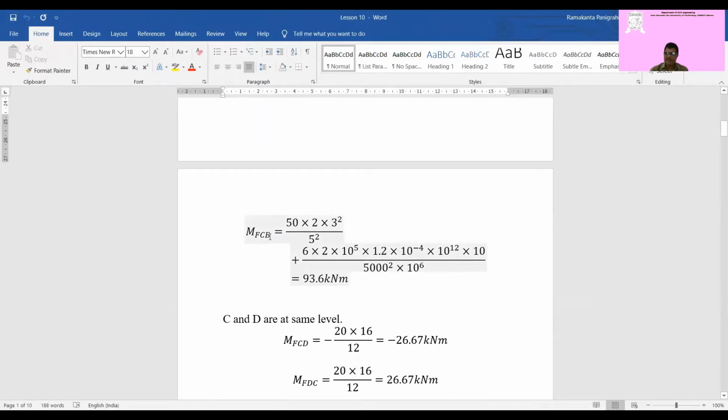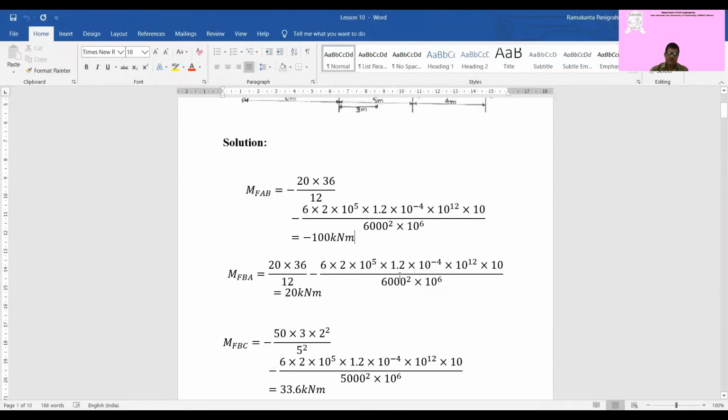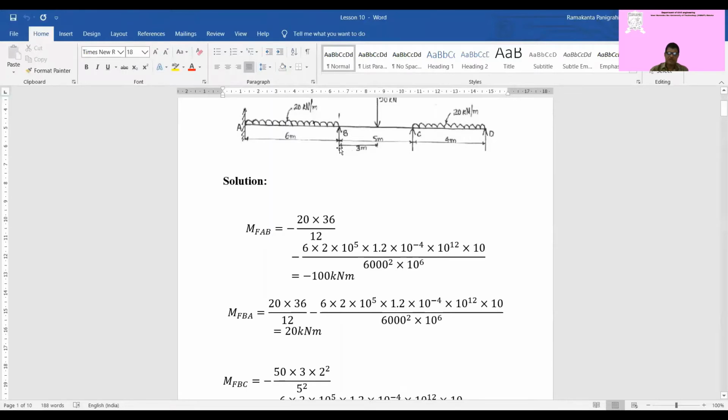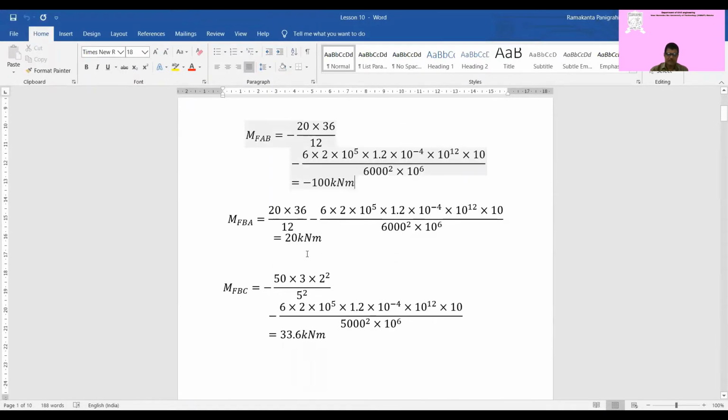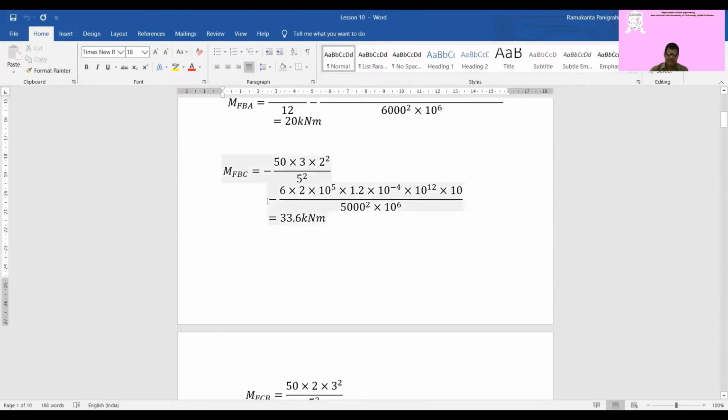Similarly, MFCB is equal to plus WBA square by L square, or A square B by L square, and here it will be plus 6EI delta by L square, right? Because MFBC comes with respect to B as plus, so it will be a plus value. I think this is also plus. Wrong, it is minus. This will be plus. This will be a plus value. Make the correction.